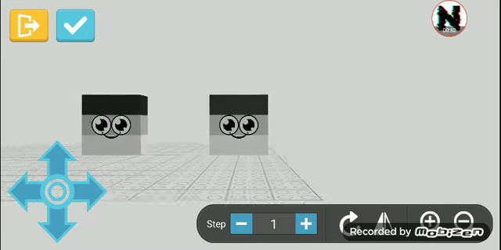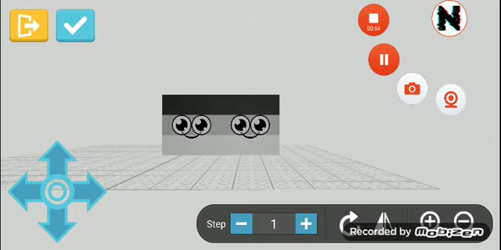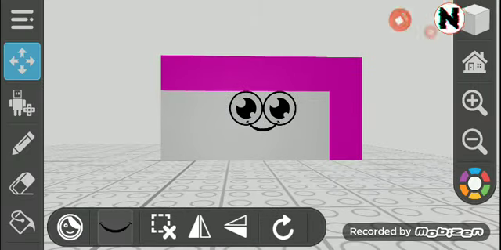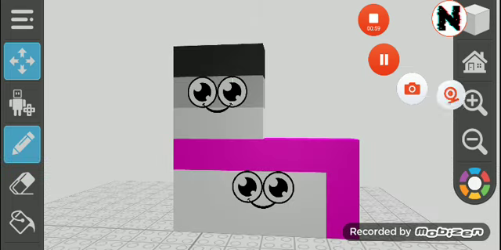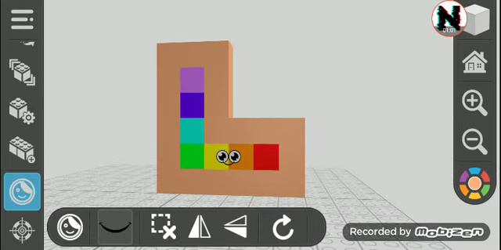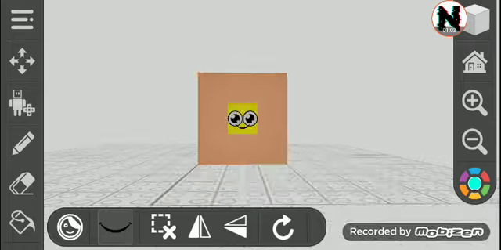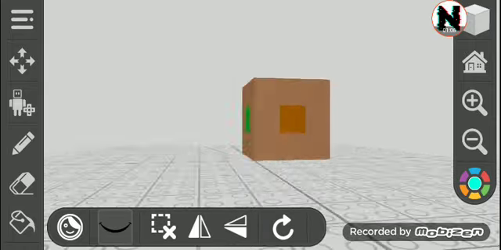1 9 is 9. 2 9s are 18. Here the speed is good to go. 3 9s are 27. And it is 27. And C is a super cube.